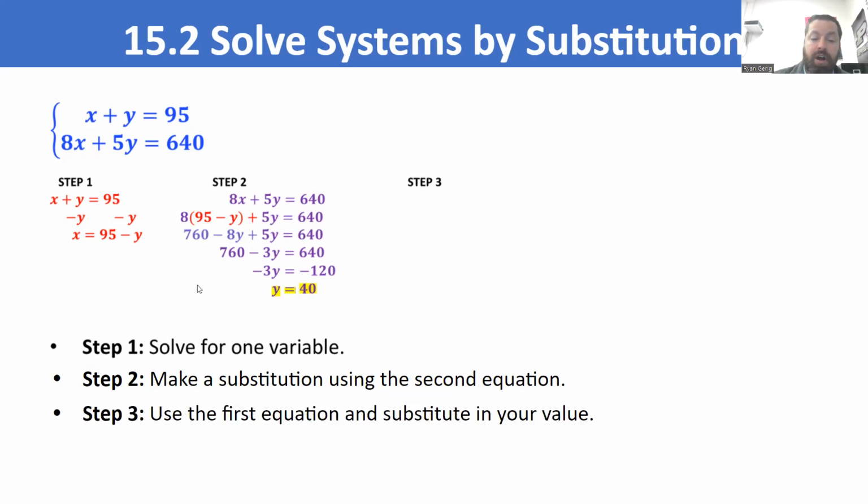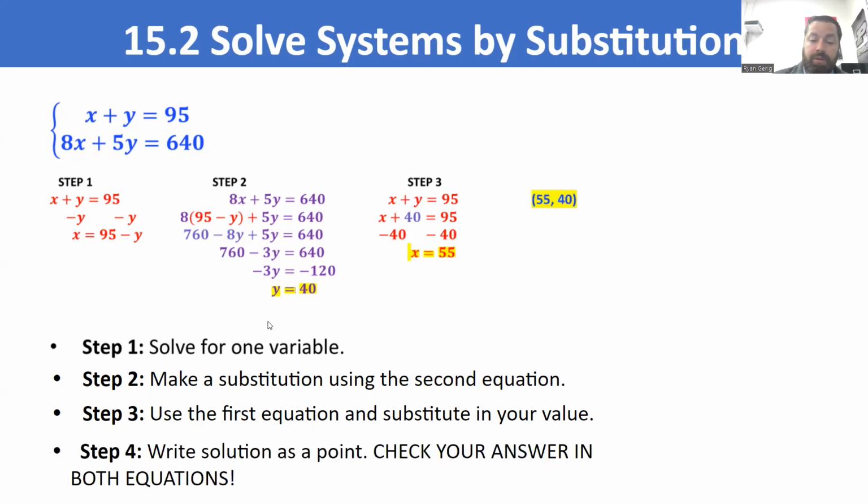Step 3 is use the other equation, the first equation, and substitute in the value you just got. So I'm going to put 40 back into equation 1. x plus y equals 95. I'm putting 40 in for y. I can solve now for x and get x equals 55. Step 4 is write the solution as a point. So it's the point 55, 40.